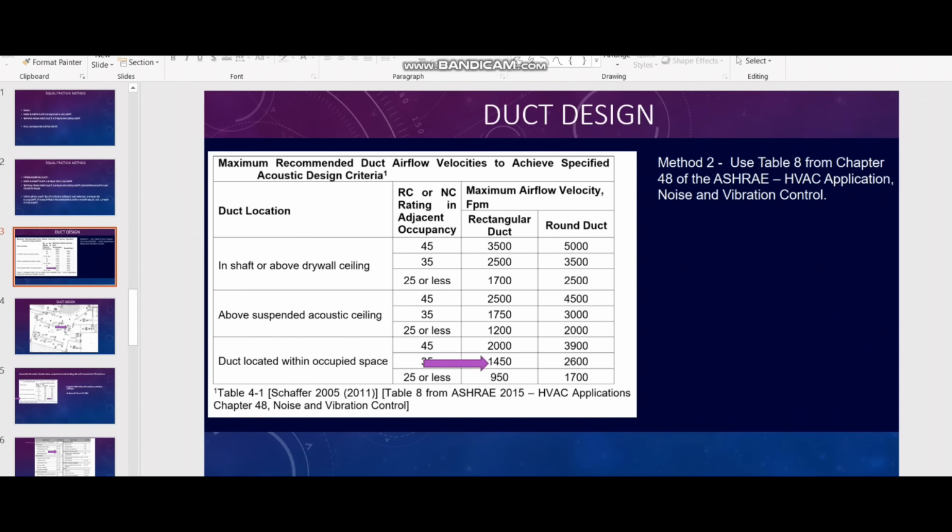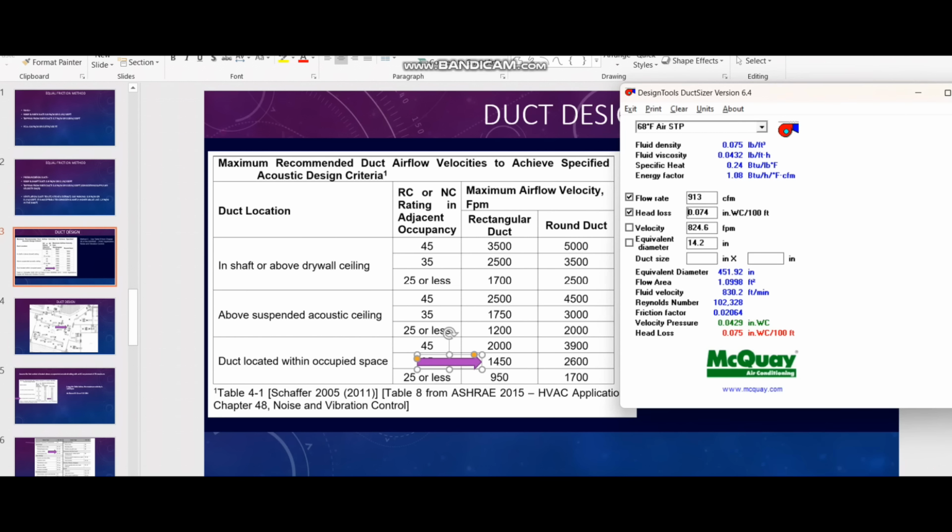And if you see the ASHRAE Applications Handbook, chapter 35, I told you to consider, because we don't have any acoustic requirement, the velocity must not exceed 1450 feet per minute. In our case we have 824 only, so it is still within the acceptable limit. We can follow this duct design.